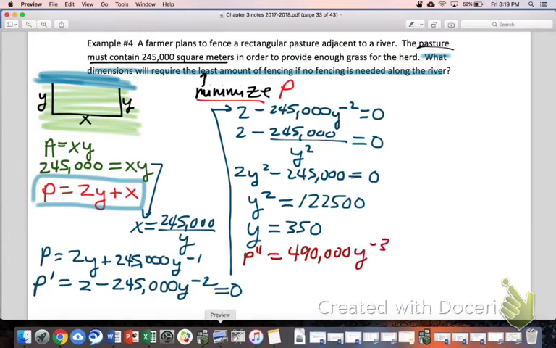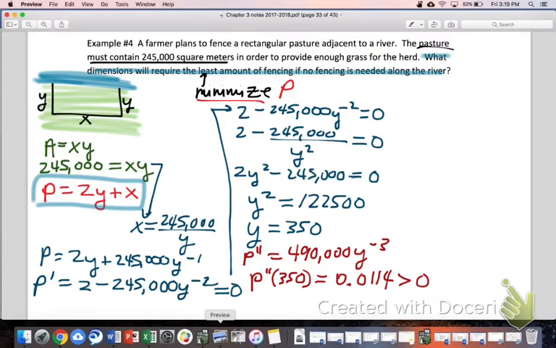And I'm going to take my critical number and directly plug it in. So p double prime of 350 is equal to 490,000 times 350 to the negative 3. I'm going to go ahead and calculate that. You can do the same. So I got 0.0114. Important to have the right number, but the most important thing about that number is that it is positive. And so at this point, we can draw our conclusion.